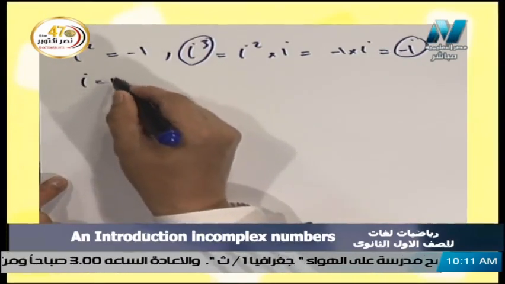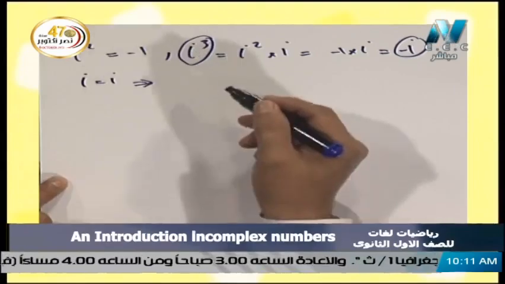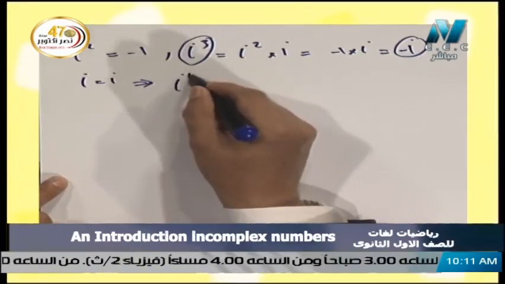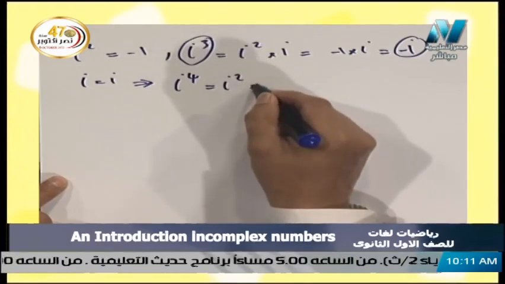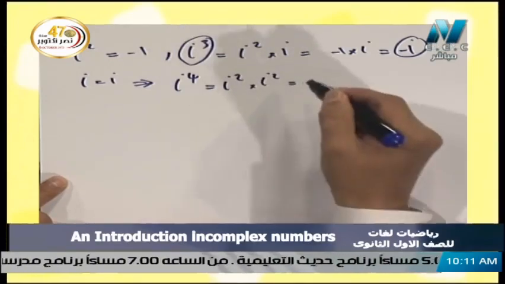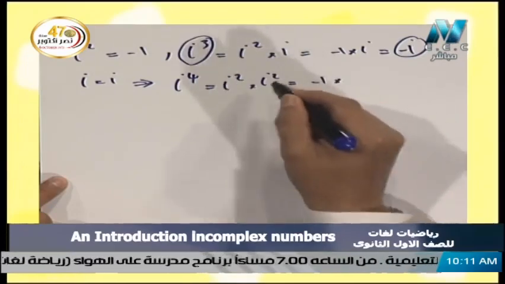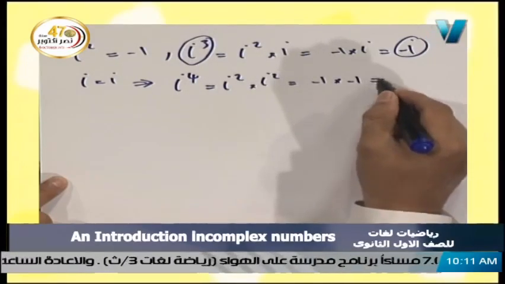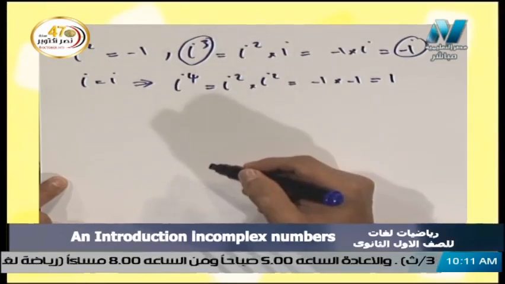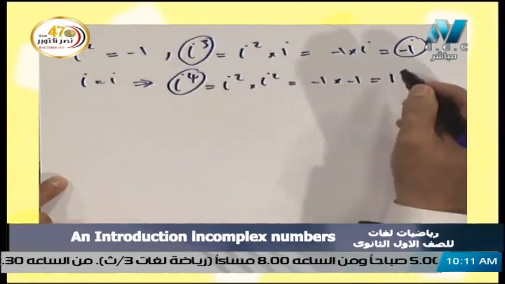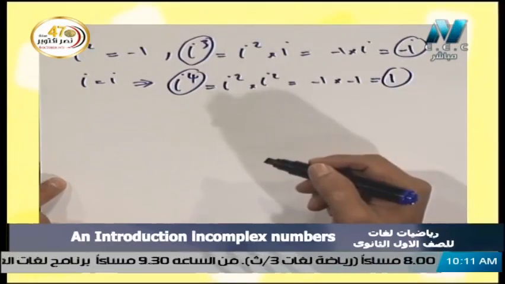It's easy for you. What about i? i itself is i. No problem about it. What about i power 4? i power 4 is i power 2 multiplied by i power 2. i power 2 equals -1, multiplied by i power 2 equals -1 also. -1 multiplied by -1 equals 1. So now we have i power 4 equals 1.